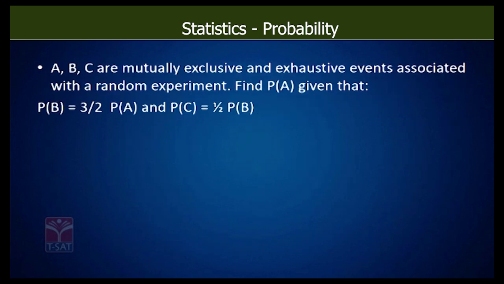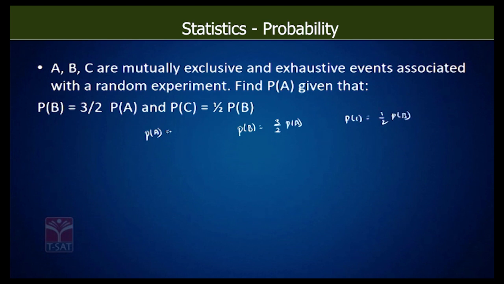A, B, C are mutually exclusive and exhaustive events associated with a random experiment. Find P of A given that P of B is 3 by 2 times P of A and P of C is half times P of B. We need to find P of A. So the relation is given right here. P of B is 3 by 2 times P of A. P of C is given as 1 by 2 times P of B.